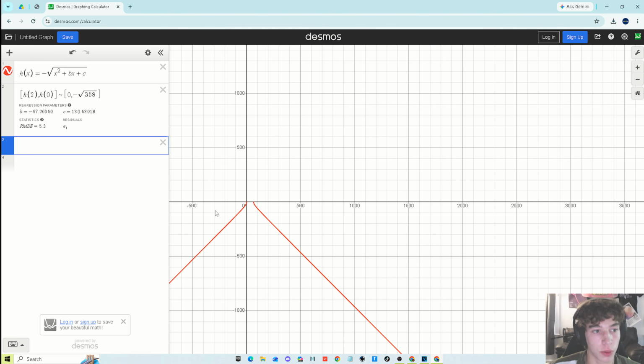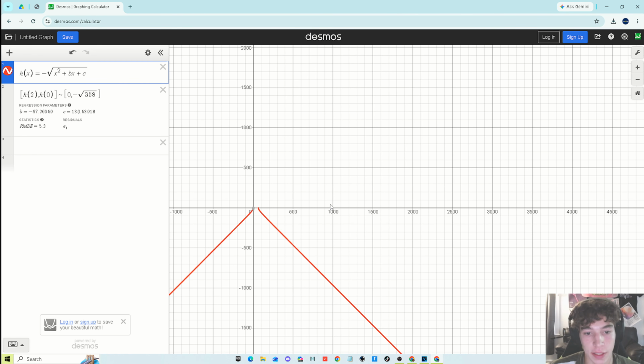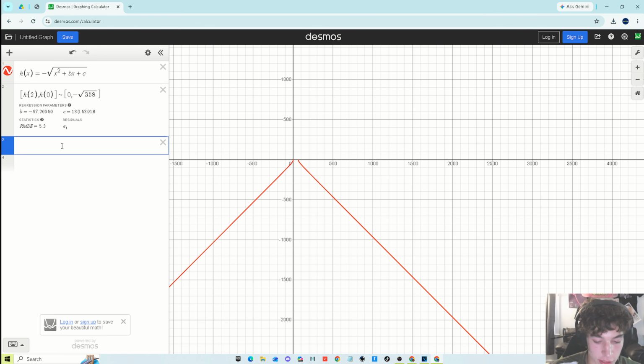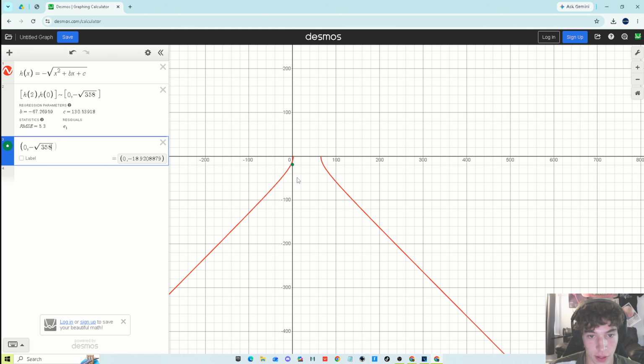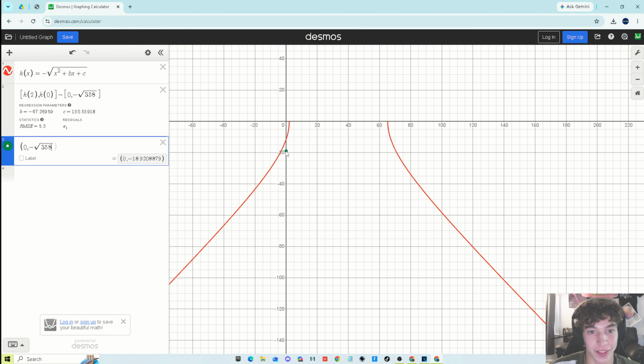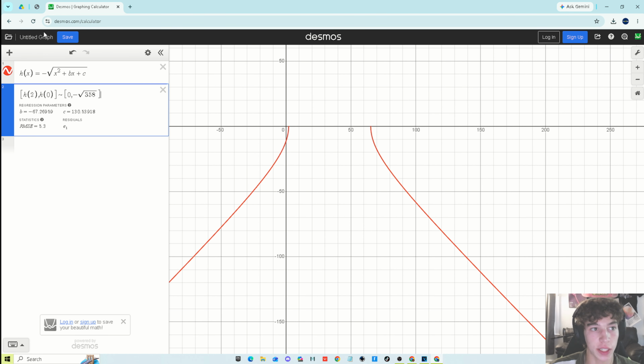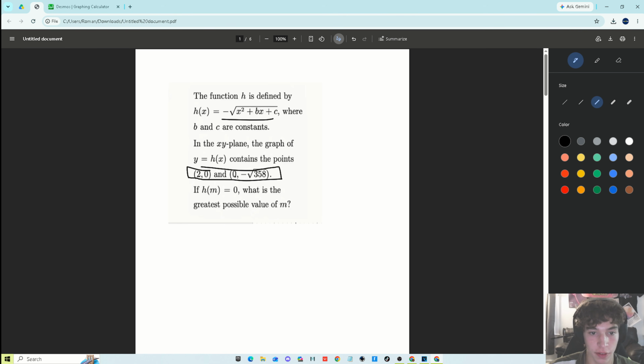Okay, so as you can see, first of all, some weird values here, and our RMSE is high. So right off the bat, that's not good. And then what we can also see is our point 0, negative square root 358, is not on our line, so that's definitely a problem. So what we can notice is that when x is 0, y is negative root 358.